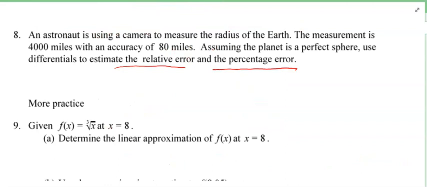Let's look at one more problem in error estimation. An astronaut is using a camera to measure the radius of the Earth. The measurement is 4,000 miles with an accuracy of 80 miles. Assuming the planet is a perfect sphere, use differentials to estimate the relative error and the percentage error. Remember, our relative error was dy over f of a, and the percentage error was dy over f of a times 100. So let's use those ideas to find the answer to this problem.